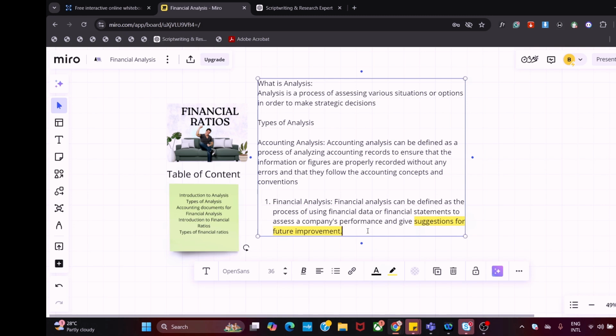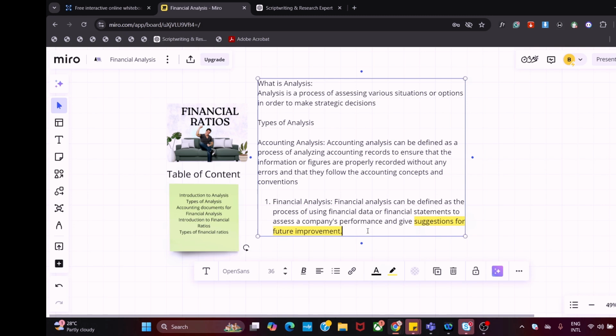So when you're able to analyze these two different income statements for two different months, you'll be able to advise the company on what they can do to increase profitability, what they can do to decrease expenses, and what they can do to move the company forward. So analysis is important. It helps the company or an individual make strategic decisions.